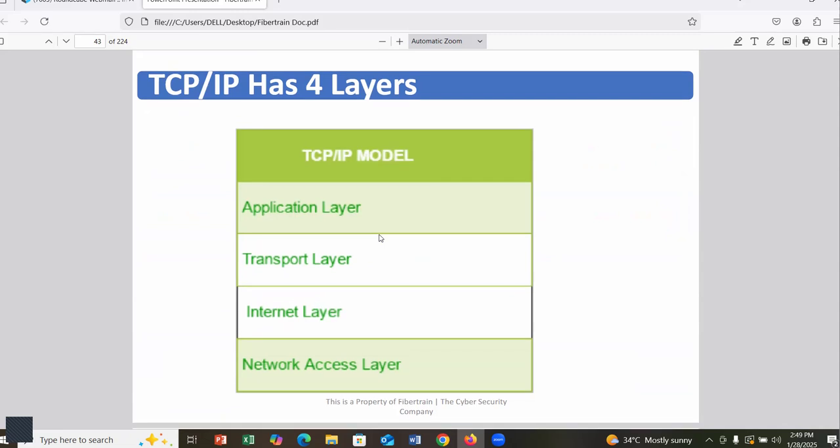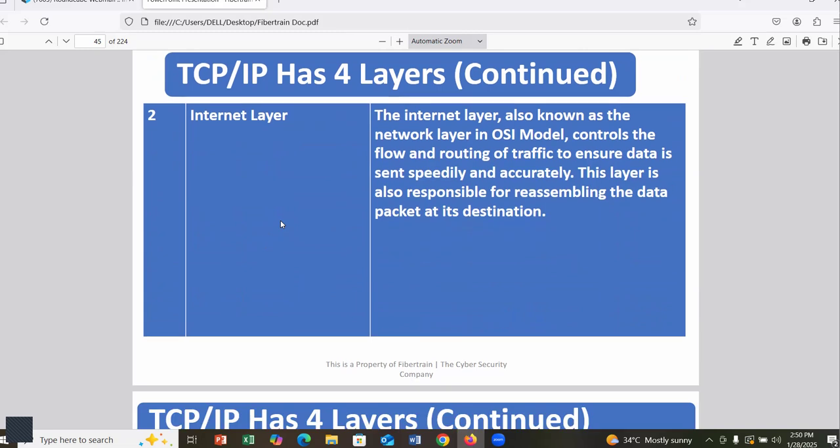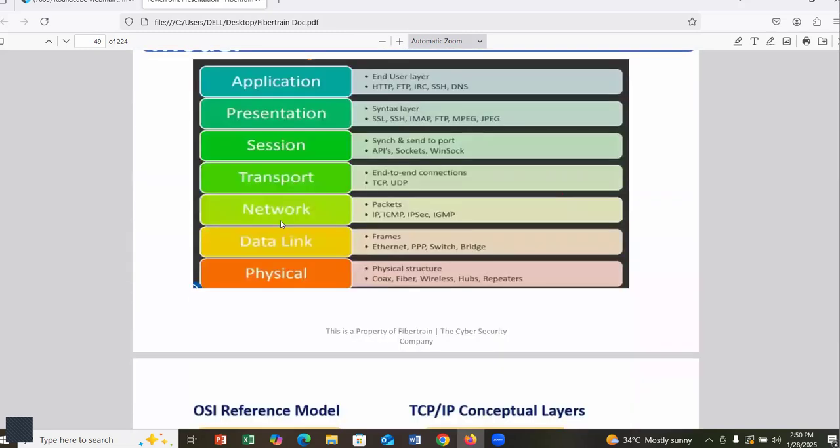We also talked about the TCP/IP layers. Here, we say we have 4 layers, and I explained to you that the layers start from down to top, not from top to down. The first layer of TCP/IP is the network layer. The second layer is the internet. The third layer is the transport, and the fourth layer is the application layer. So we explained the function of all those layers in the previous class.